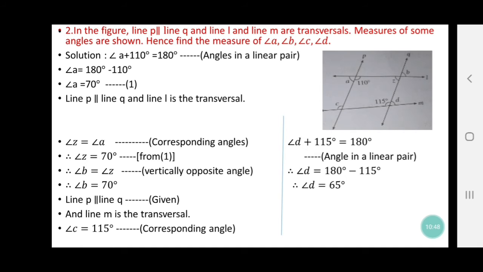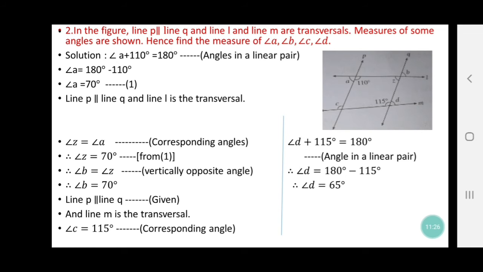Okay. Now the next part of it, we are going to find out angle C now. Now here, what is given? Line P is parallel to line Q, and which is the transversal now? Line M is the transversal. Okay. So angle C will be equal to 115. Why 115? What is forming over here? See, F is forming over here. Ulta F, sleeping F. Okay. So the angles forming over here are corresponding angles. Corresponding angles are congruent. Therefore, the measure of angle C is equal to 115 degrees.